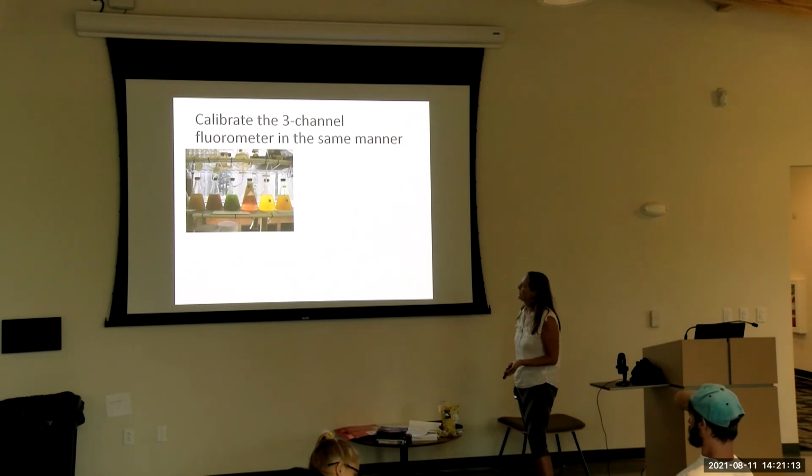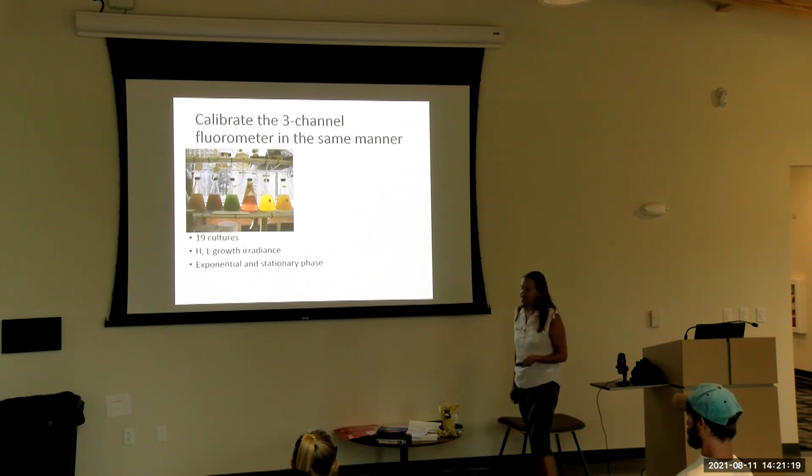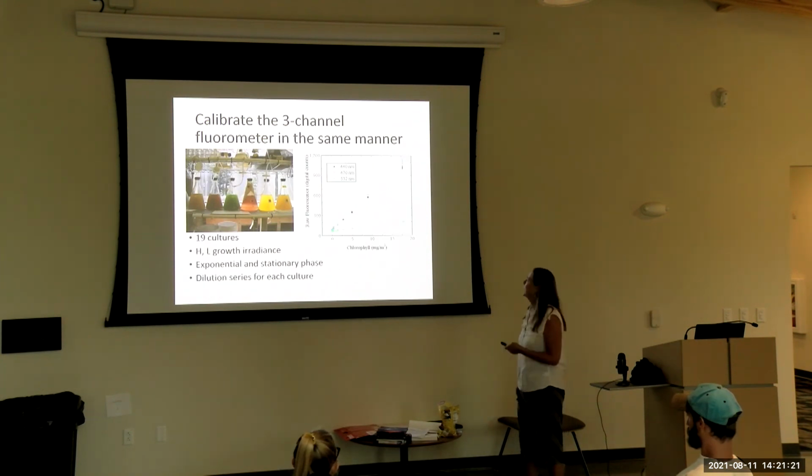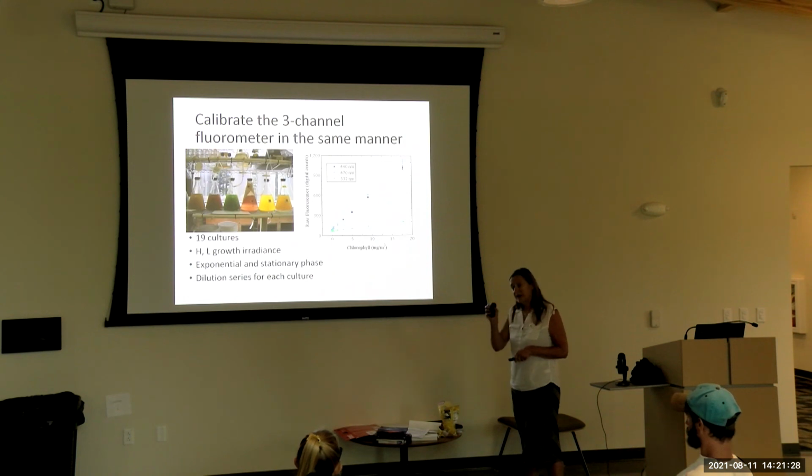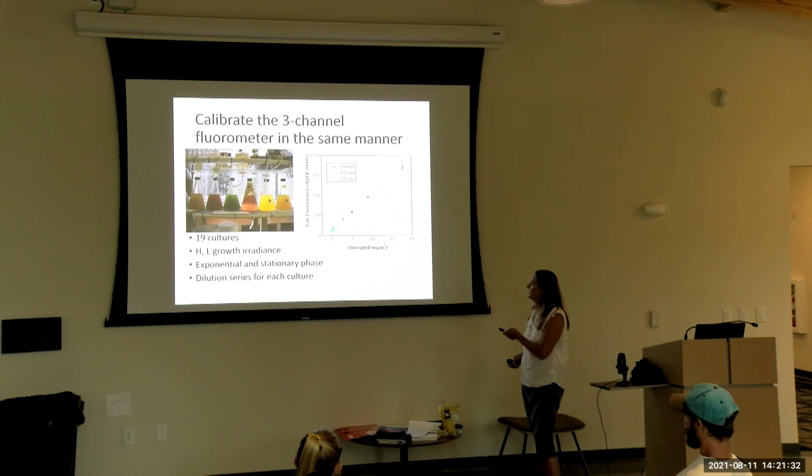And so you calibrate it the same way. You have all these cultures, you grow them under different radiances, you collect them into growth phases, and for each culture, you do a dilution series, just like you guys did. But now you do it with a 3-channel fluorometer. And you measure its extracted chlorophyll, and you measure the fluorescence of the 3 channels, right? We're familiar? You calculate your slopes for your fluorometer, and so you do that for each culture.